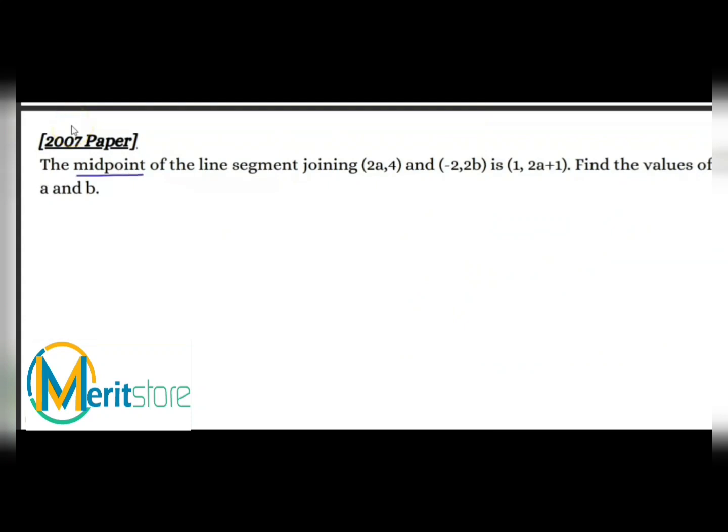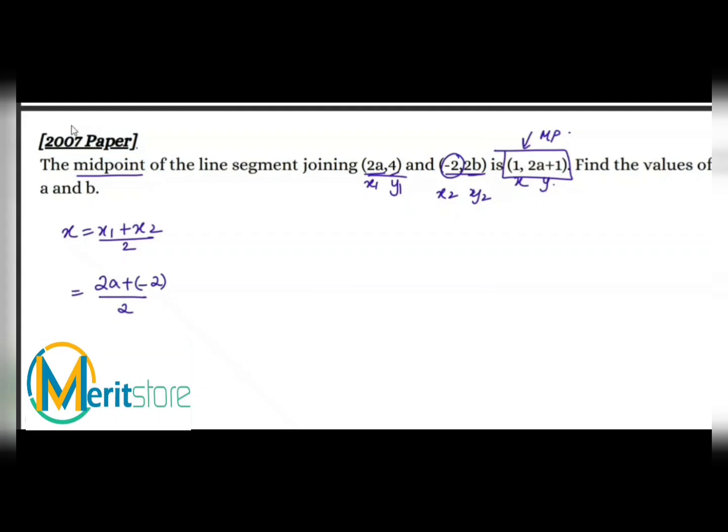Here we have that the midpoint of a line segment joining this and this is this. So this is the midpoint. I have to find the value of a and b. So let's take this as x1, this one y1, minus 2 as x2, and 2b as y2. This is the midpoint, so this is x and this is y. According to the midpoint formula, x is equal to (x1 plus x2) upon 2. x1 is 2a and x2 is minus 2 upon 2. And our x is 1.